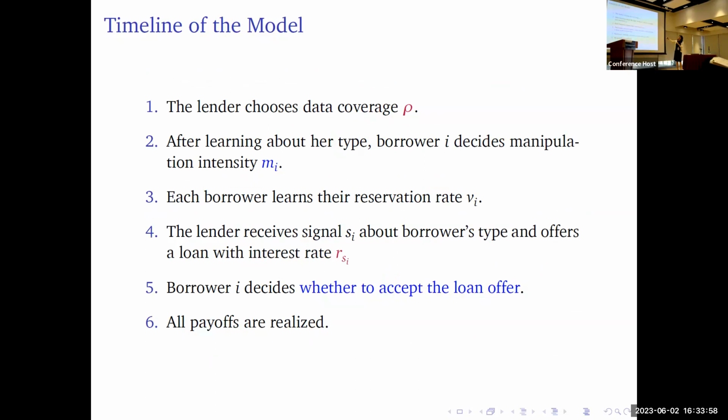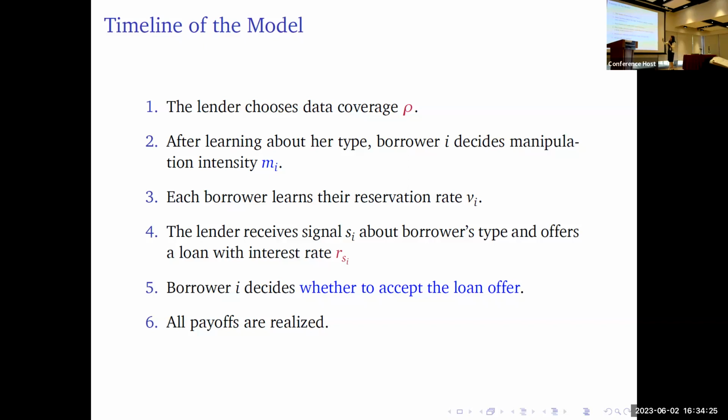So this summarizes how this game develops. Initially, the lender will choose the data coverage, which is summarized by the variable rho. In this slide, I use red color to indicate the choice variables made by the lender, and the blue color indicates the choice variables chosen by the borrower. Okay, so they will be endogenous determinants in equilibrium.